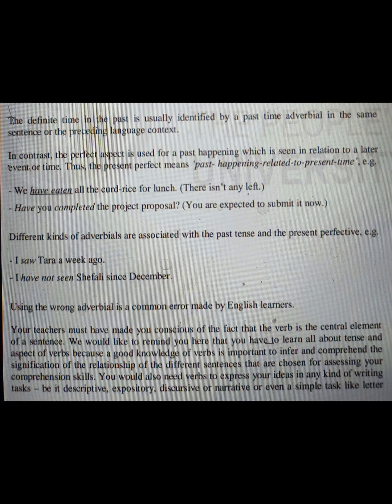Your teachers must have made you conscious of the fact that the verb is the central element of a sentence. We would like to remind you here that you have to learn all about tense and aspect of verbs because a good knowledge of verbs is important to infer and comprehend the signification of the relationship of the different sentences that are chosen for assessing your comprehension skills. You would also need verbs to express your ideas in any kind of writing tasks, be it descriptive, expository, discursive or narrative, or even a simple task like letter writing or answering questions based on reading texts.